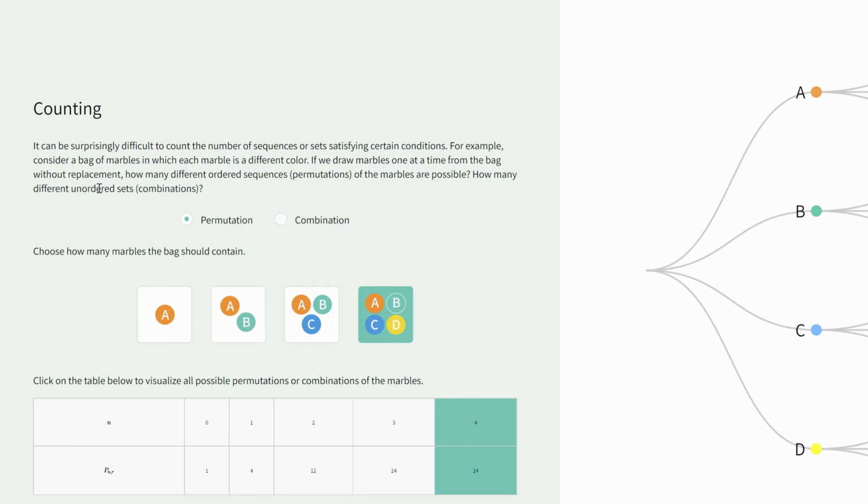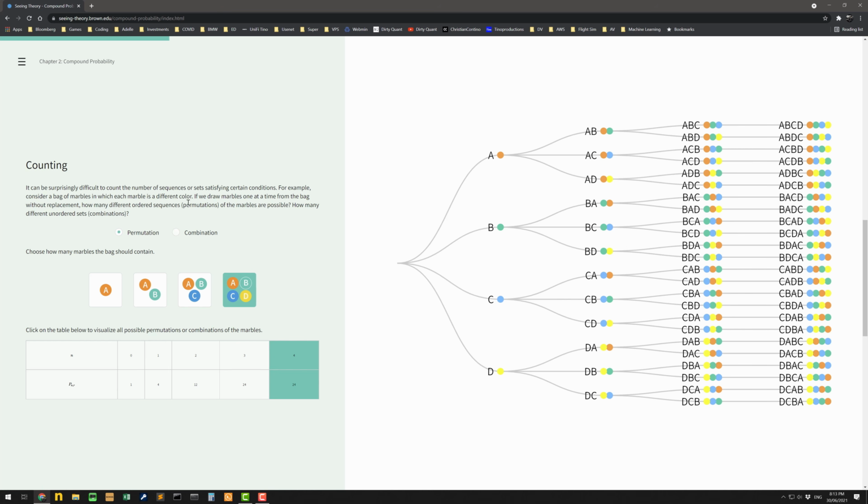So that's very important when you're talking about sampling and bagging and bootstrapping, which I've got a great idea for a visual demonstration of, but replacement or not really does matter. So how many different ordered sequences, permutations, can these marbles possibly make? Then unordered sets, combinations. So choose how many marbles it should contain.